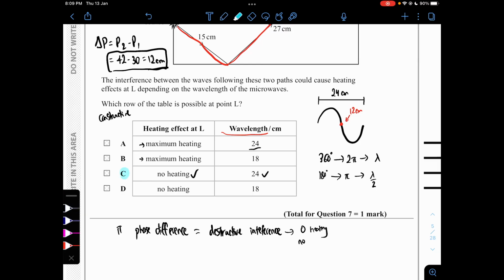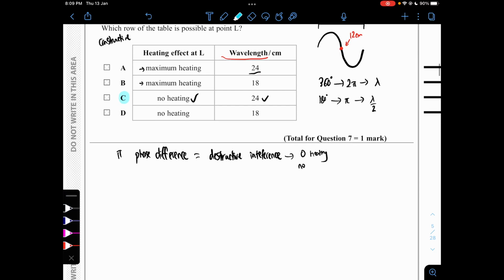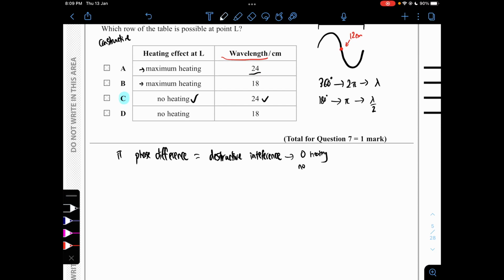That is probably the right answer, but let's just check for 18. Let's say we took 18 centimeters. 12 centimeters would be around here somewhere, 2/3 of the way. So this would be what? This would be a 2 pi over 3 phase difference.